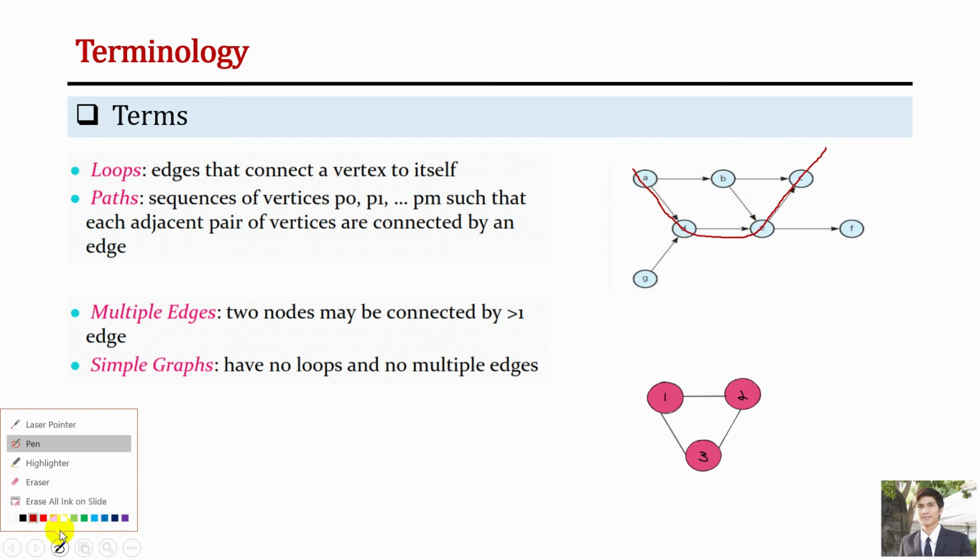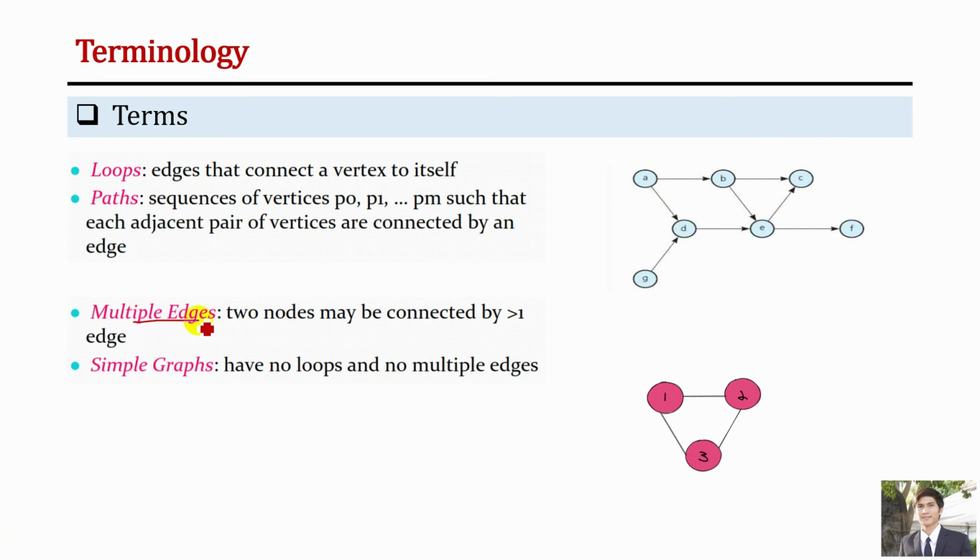And we have another term called multiple edges, when two nodes may be connected by more than one edge. For example, sometimes we have different weights, because they may use different methods. Then there are two edges here. They are connected by multiple edges, or the direction can be inverted.